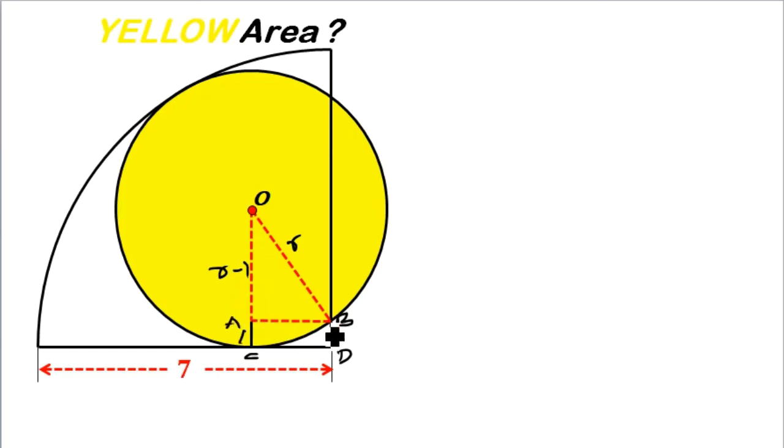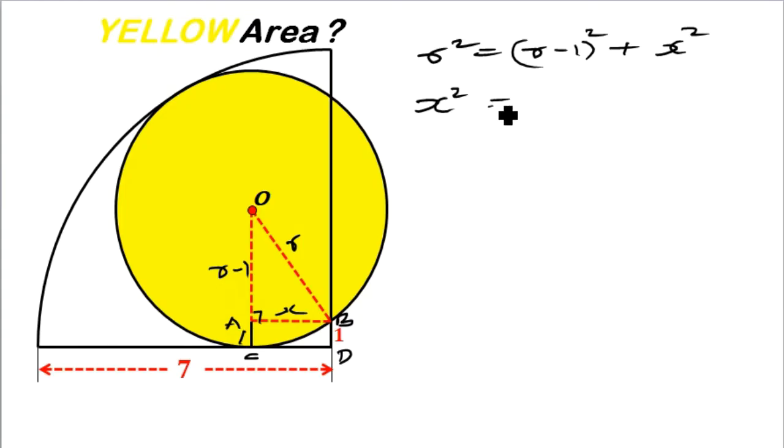If you let the length AB be x, then we have a right angled triangle. In a right angled triangle, you can use the Pythagoras theorem. So we have the hypotenuse squared, which is r squared, equals r minus 1 squared, plus x squared. If you make x squared the subject of the formula, we have x squared equals r squared minus r minus 1 squared, according to Pythagoras theorem.